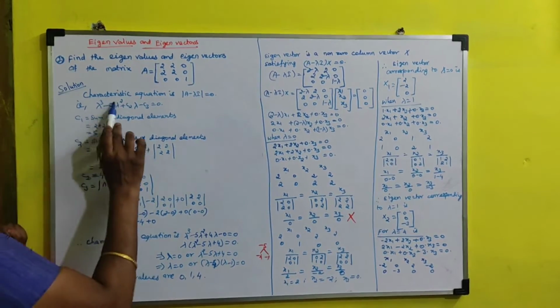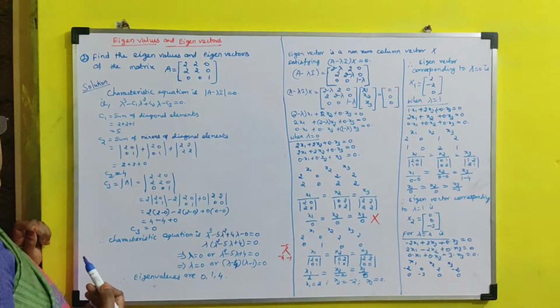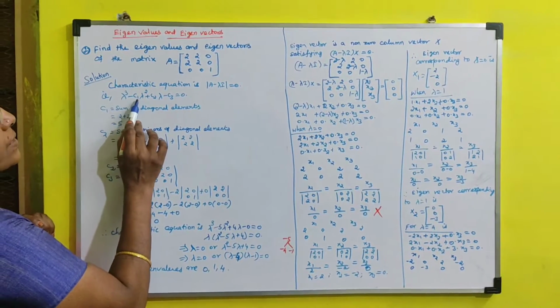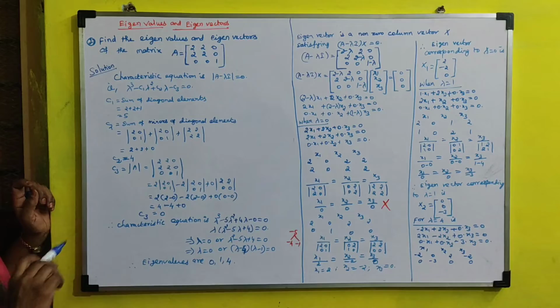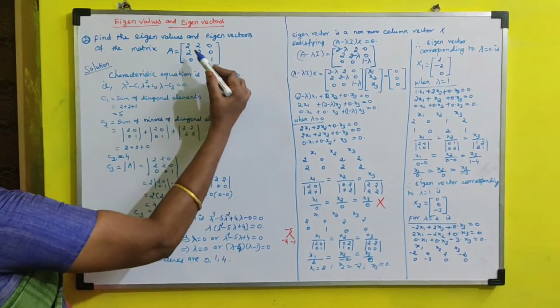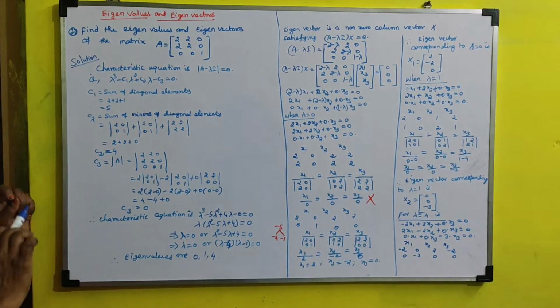We know the characteristic equation is determinant of A minus lambda equal to 0. Otherwise we can write lambda cube minus C1 lambda square plus C2 lambda minus C3 equal to 0. Here C1 equal to sum of diagonal elements. The diagonal elements are 2, 2 and 1. So 2 plus 2 plus 1 equal to 5.